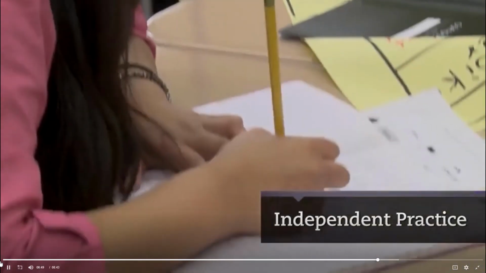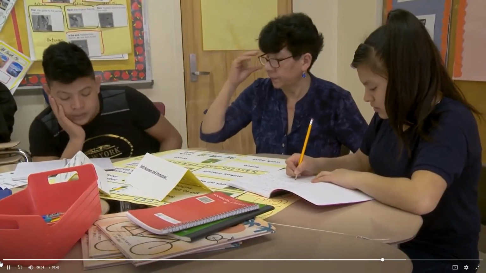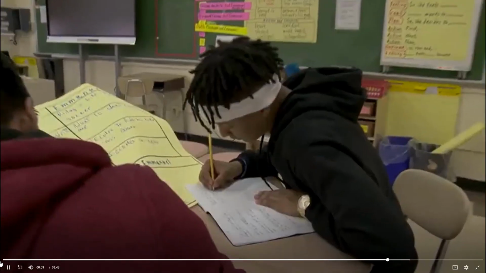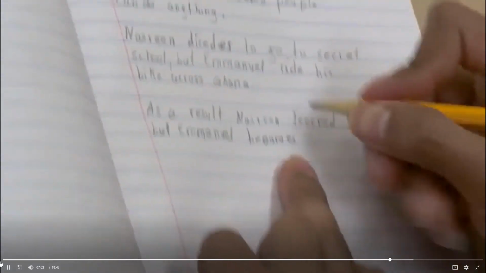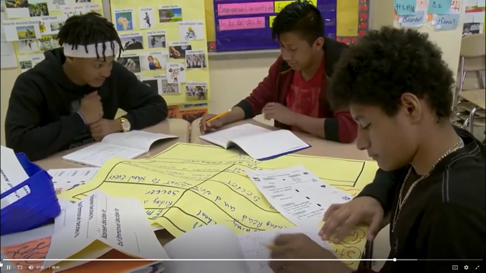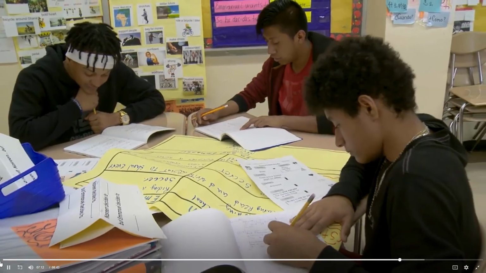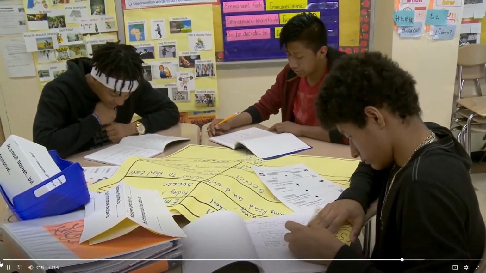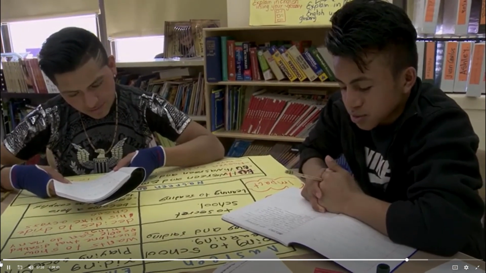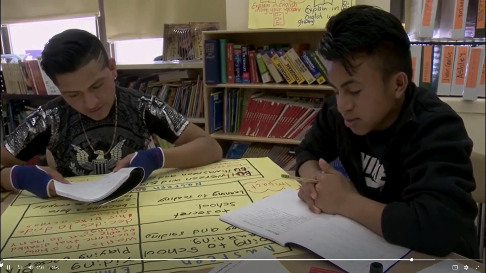Independent practice is very important. We want our students to be independent. It empowers them and gives them the opportunity to give it a go at whatever they were practicing together in pairs or in groups. Writing: Emmanuel wants to show everyone. Nazarene decides to go to a separate school, but Emmanuel's running is big across Ghana. Nazarene is good at learning and going to school, but Emmanuel is good at riding a bicycle.